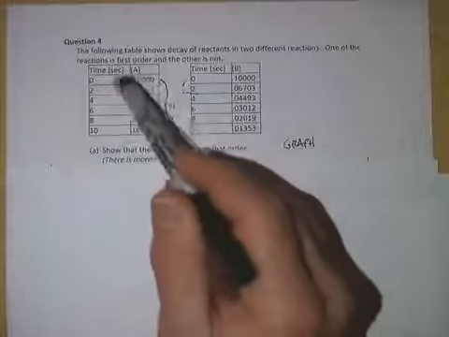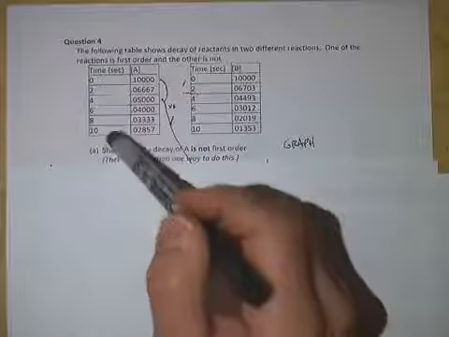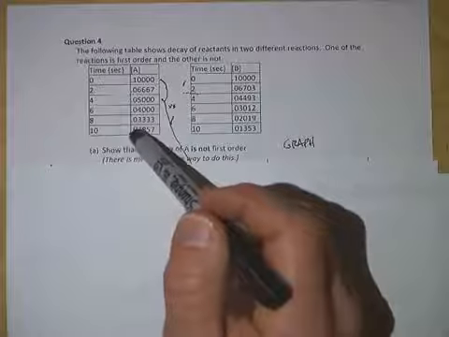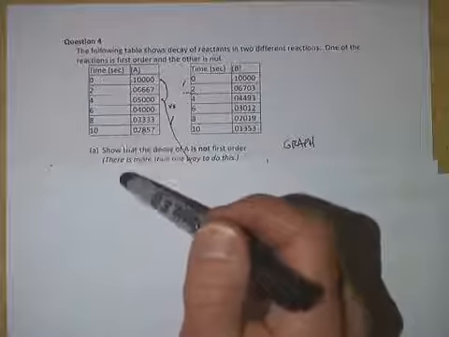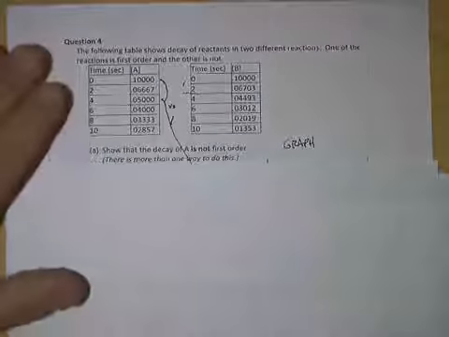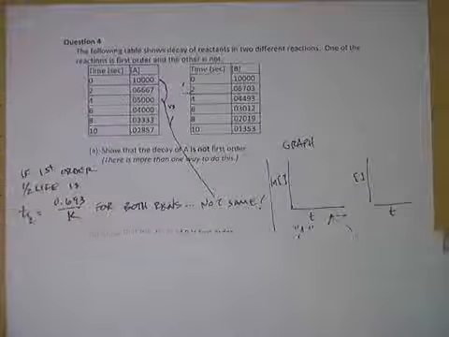The other thing you could do is take the natural log of these numbers right here again, and you could find the slope. Change in y over change in x. Pick 2 points and do change in y over change in x, and then pick 2 other points. If you find out that the slope is not the same, it means it's not a straight line. So that means it can't be first order. So you're just proving that it's not first order.